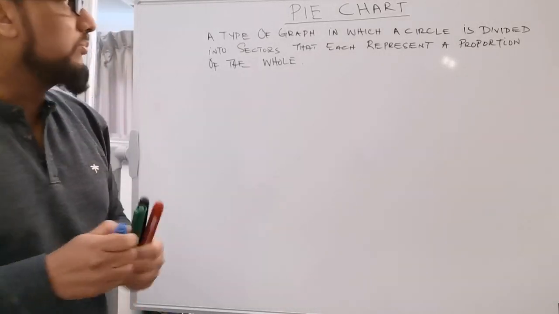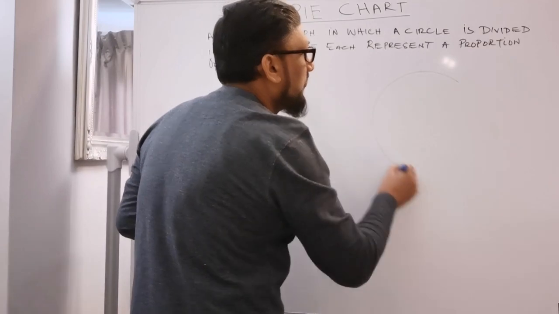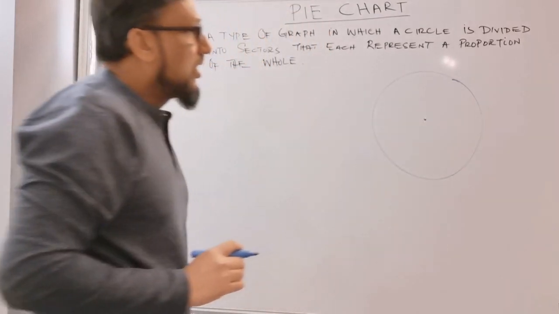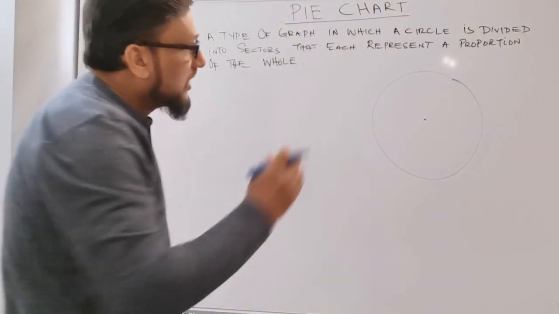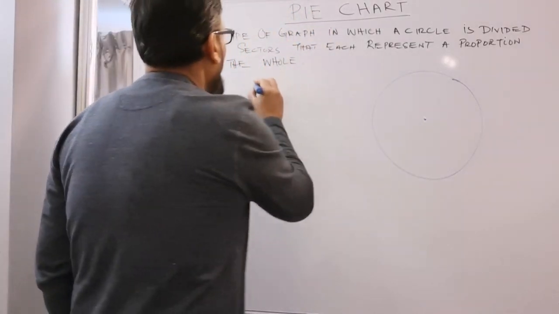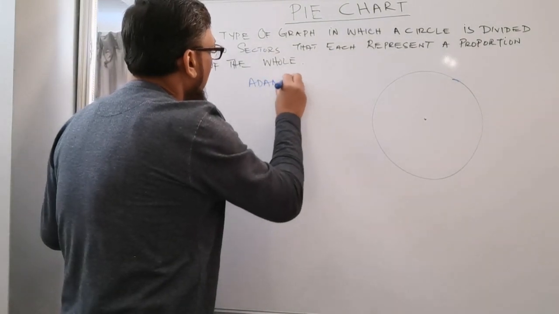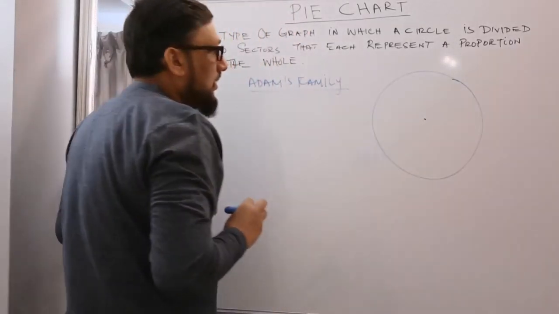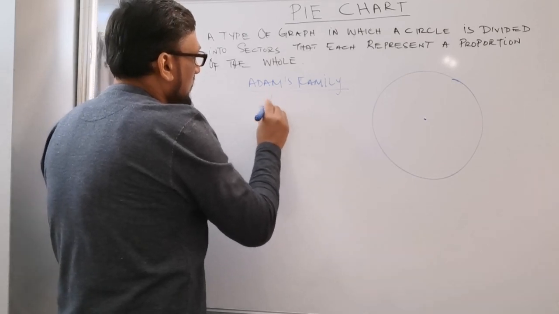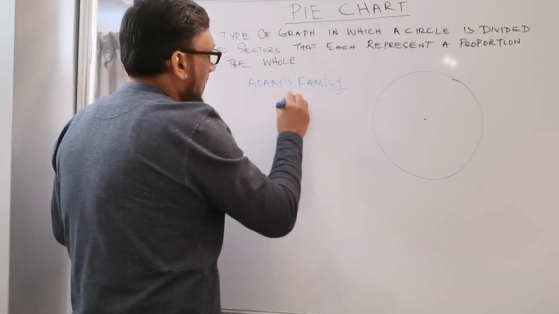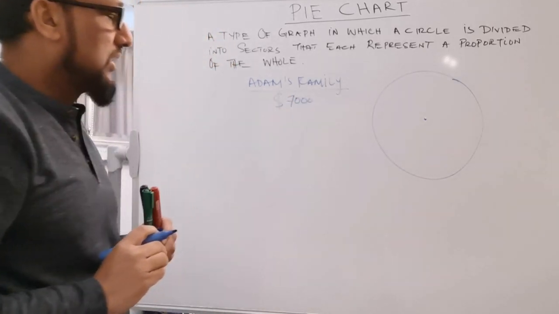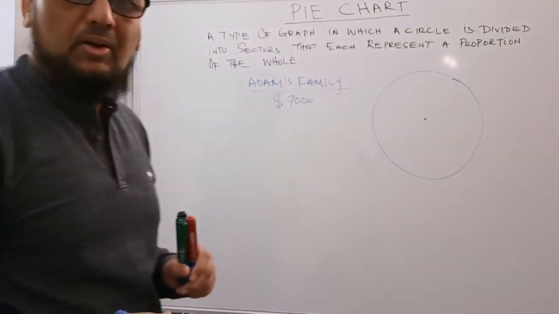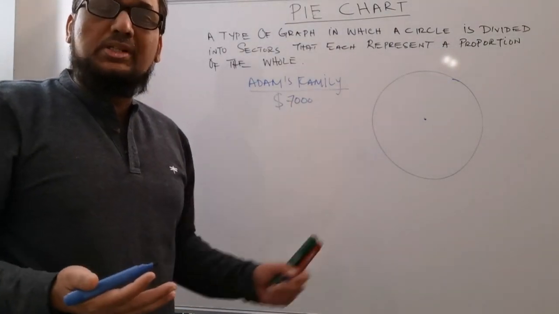So let me take an example. For example, this is a pie chart. This is the center point, and this is a family called Adam's family, with a budget of $7,000. So it means they are spending on different sectors, like entertainment, foodstuffs, housing.